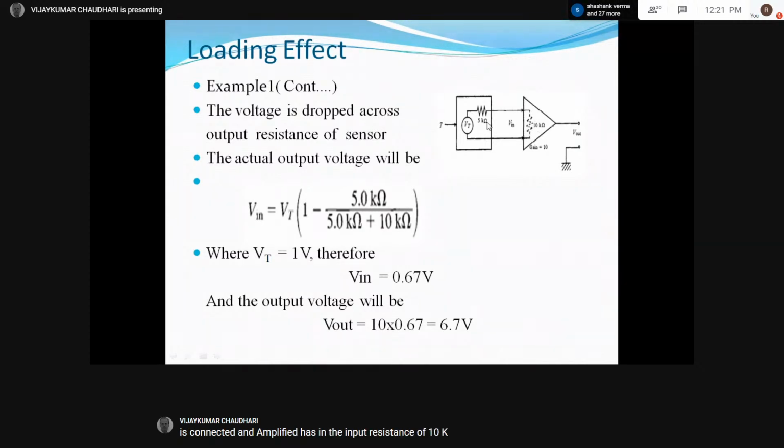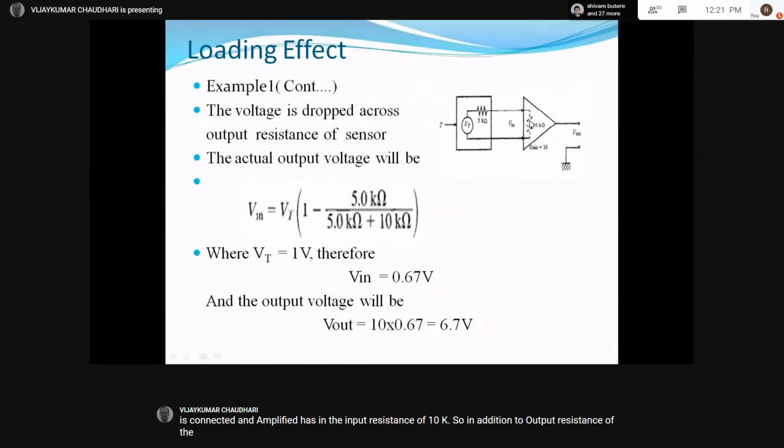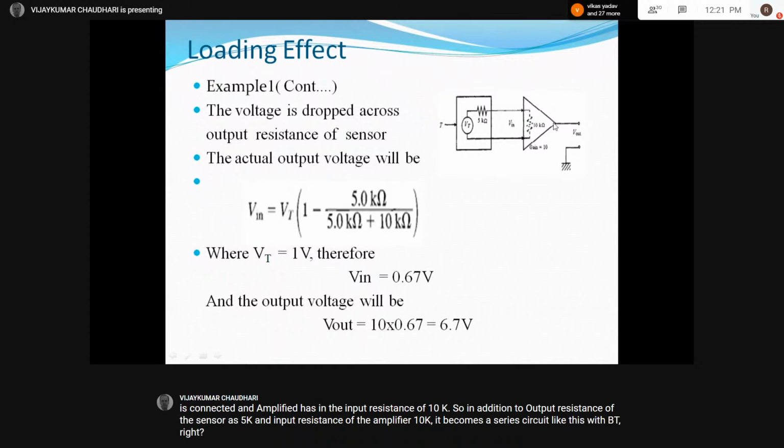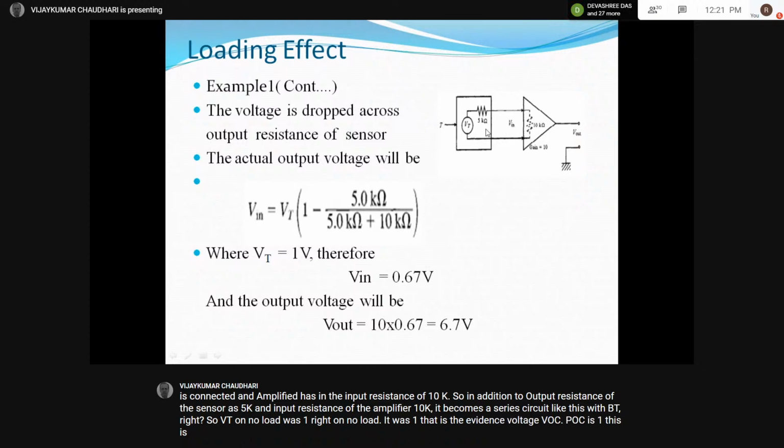So in addition to the output resistance of the sensor as 5K and the input resistance of the amplifier 10K, it becomes a series circuit like this with Vt, right? So Vt on no load was 1, right? On no load it was 1. That is the Thevenin's voltage VOC. VOC is 1. This is Ri of this sensor, and this is Ri of the amplifier.